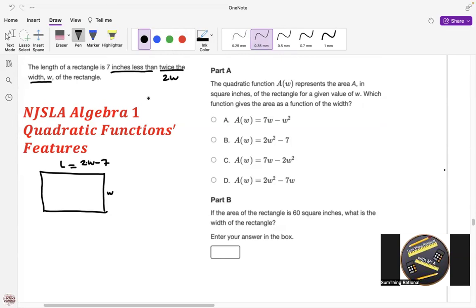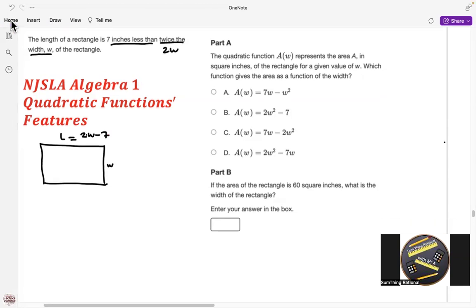Otherwise, if they ask the perimeter or if they ask the area, we may not get the correct answer, okay? So we have a rectangle now. Size of the rectangle, length is 2W minus 7, width is W, okay? So what is asked in the question after? We need to do this as a first step before jumping into the question.